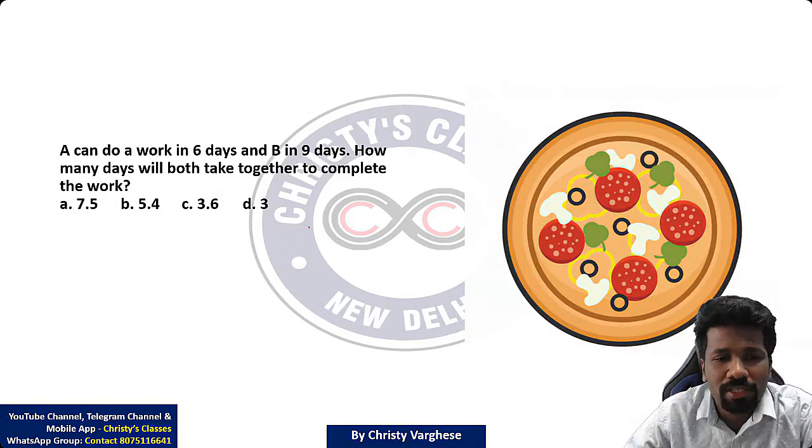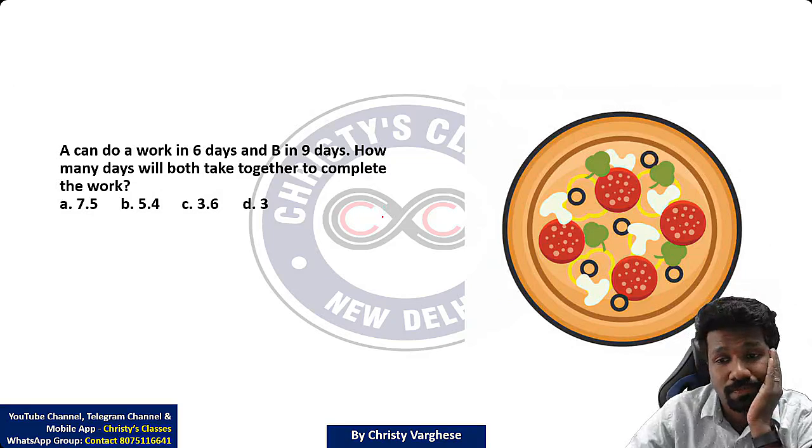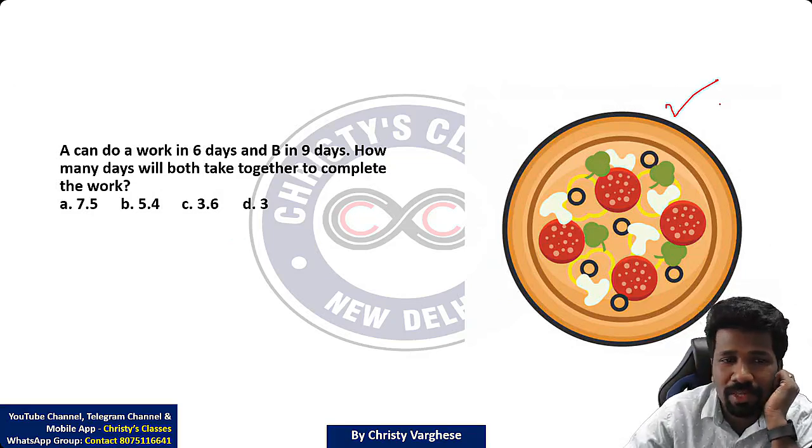A can do a work in 6 days and B can do it in 9 days. How many days will both take to complete the work? So the unitary method, how will it go? Let the total work be eating this pizza.